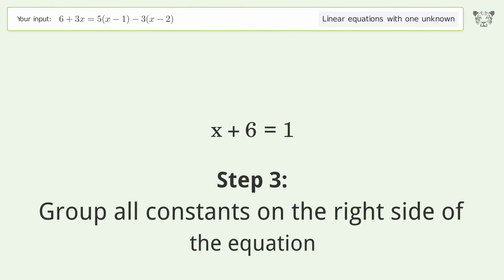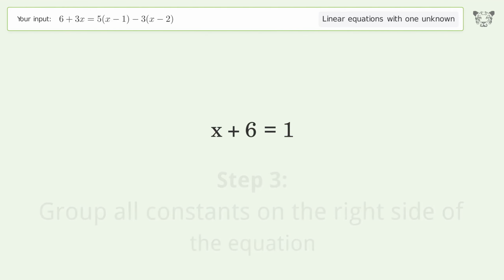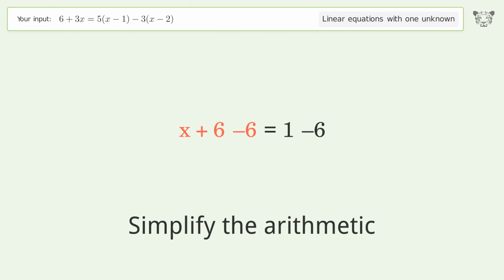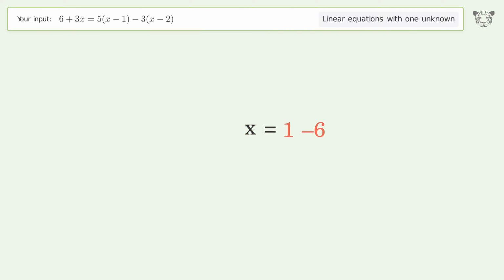Group all constants on the right side of the equation. Subtract 6 from both sides. Simplify the arithmetic. And so the final result is x equals -5.